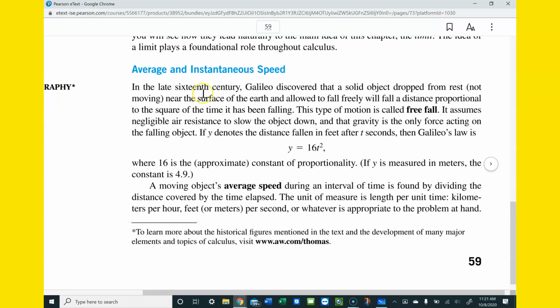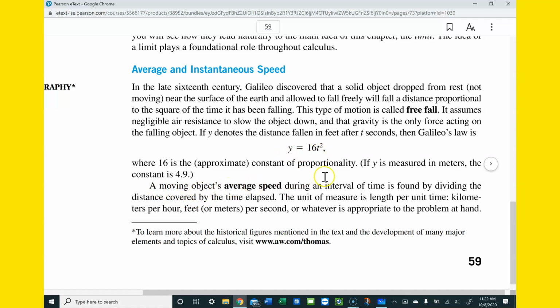Average and instantaneous speed. In the late 16th century, Galileo discovered that a solid object dropped from rest near the surface of the earth and allowed to fall freely will fall a distance proportional to the square of the time it has been falling. This is free fall. All right, so this is what Galileo discovered mathematically. If you're measuring in feet, then the distance an object falls, y, will equal 16t². All right, if you take physics, you can learn how he actually figured this out and how you can derive this. But for now, you just have to accept this, that the distance an object falls is equal to 16t², if we're talking about feet. If we're talking about meters, the distance would equal 4.9t².